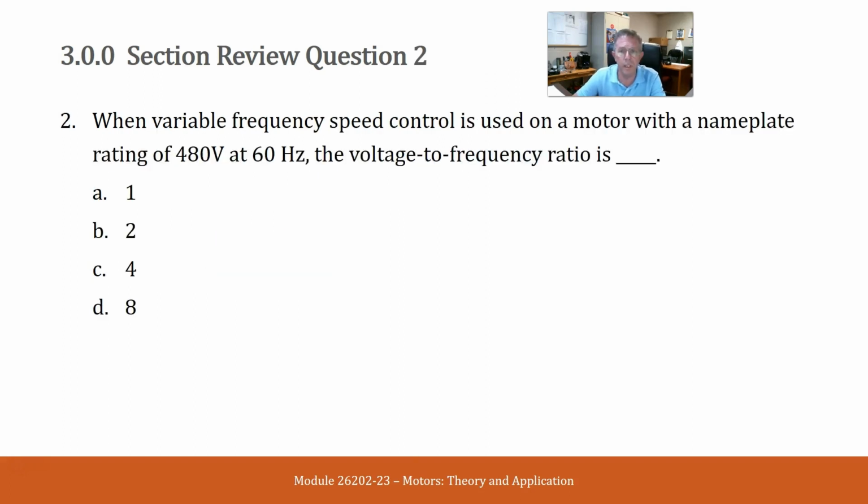When variable frequency speed control is used on a motor with a nameplate rating of 480 volts at 60 Hz, the voltage to frequency ratio is 8.